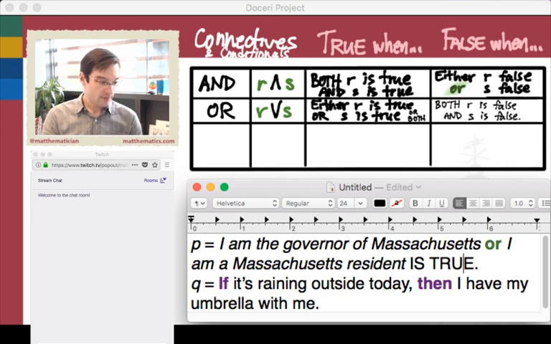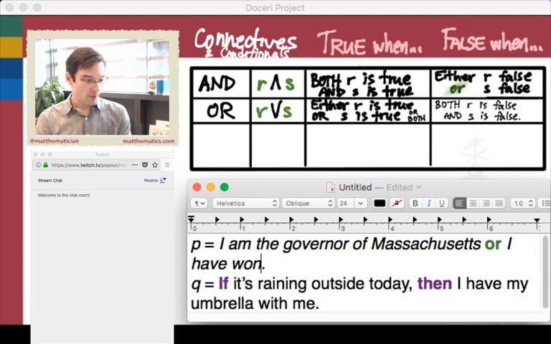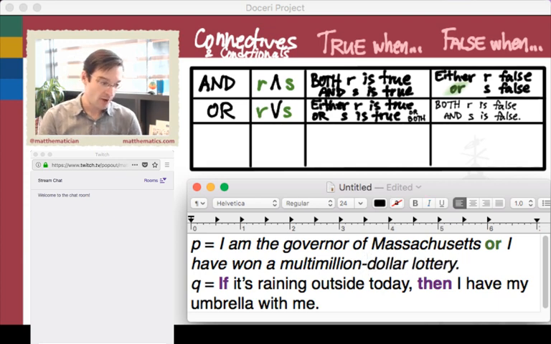So let me change this proposition one more time. I'm the governor of Massachusetts, or I have won a multi-million-dollar lottery. Fix the grammar. There we go. So here's a new compound logical proposition.